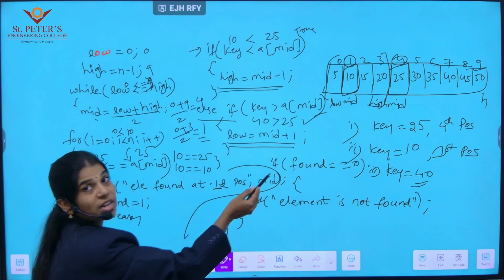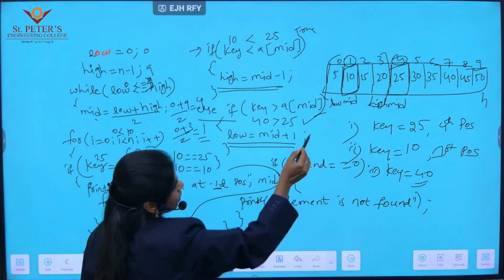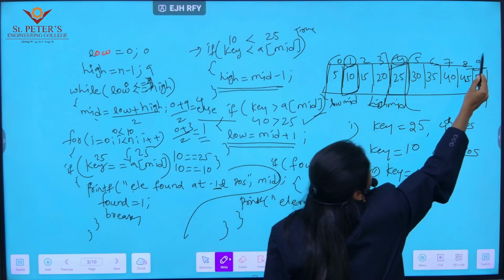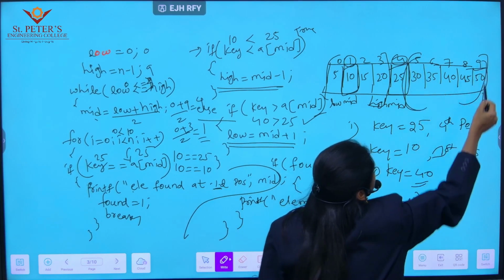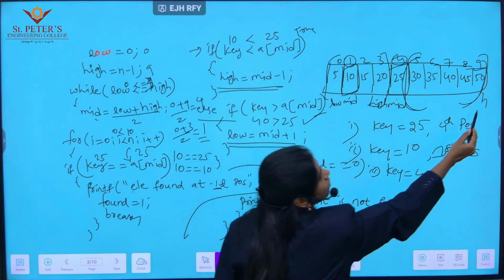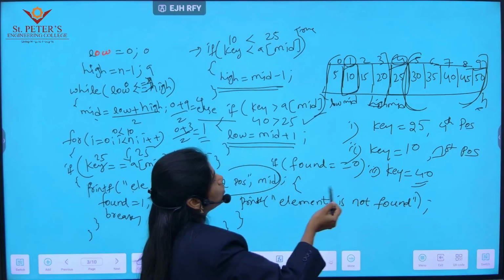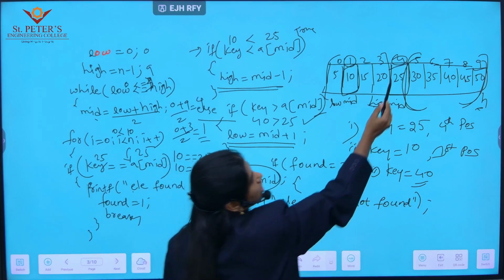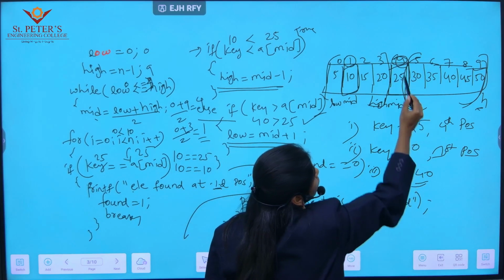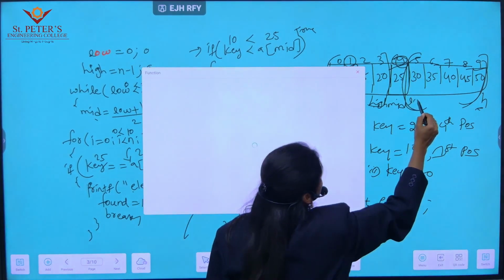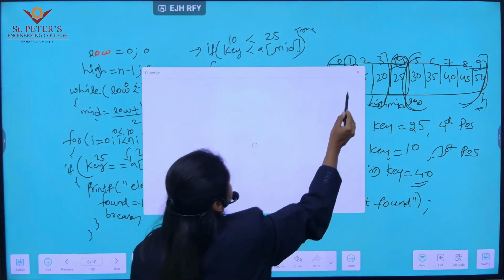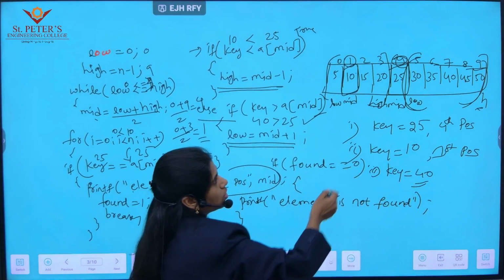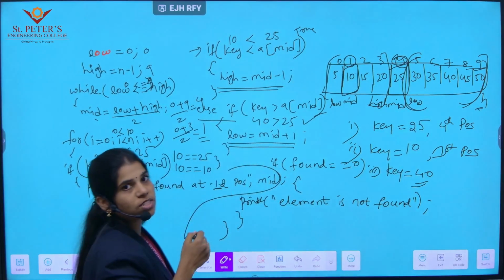Low equal to mid plus 1 means here we are going to search in this right portion. In this right portion we have the high value, but we don't have any low value. That low value is going to be reset using this formula, mid plus 1. What is mid here? 4. So 4 plus 1 means 5. So this is our low value. Now in this right half we are going to perform the searching operation.